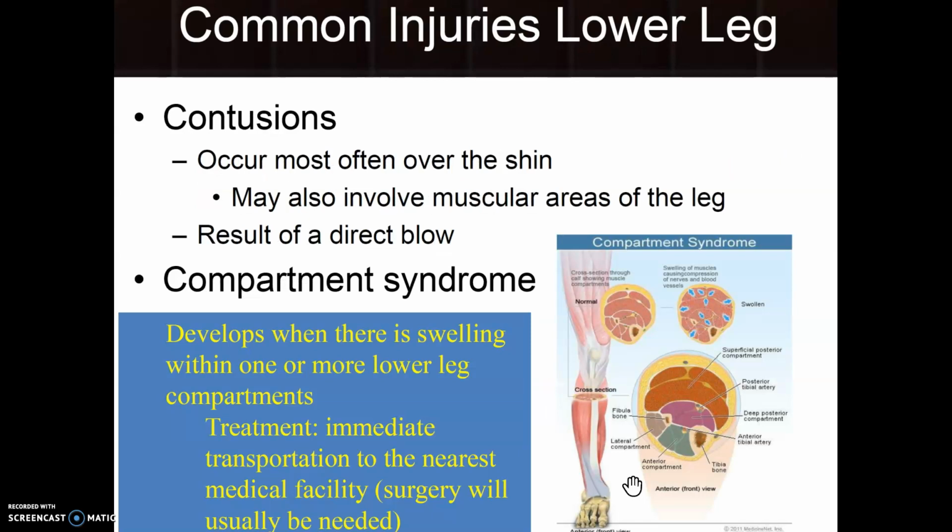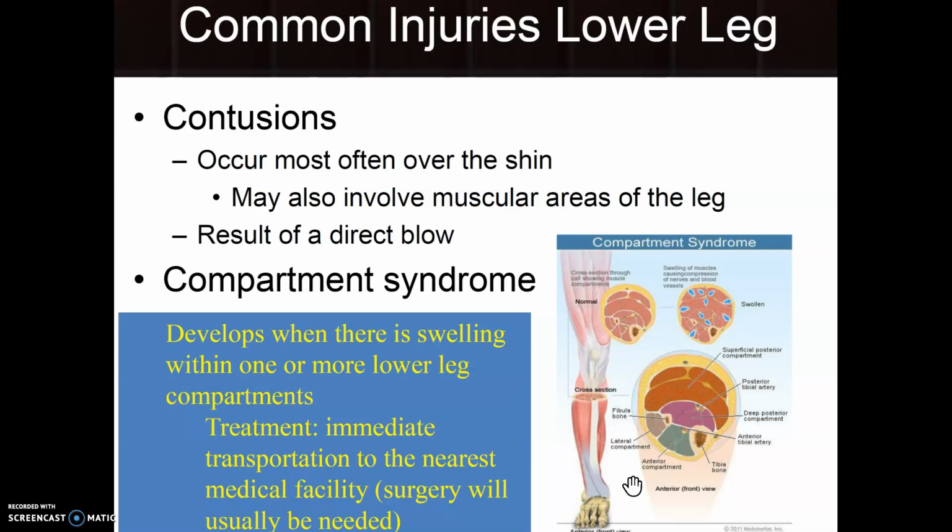Contusions in the lower leg, they occur most often in the shin region, so between the knee and the ankle. It's usually a result of a direct blow. And again, I mentioned earlier that contusions in this region of the body are dangerous. It's actually a medical emergency.